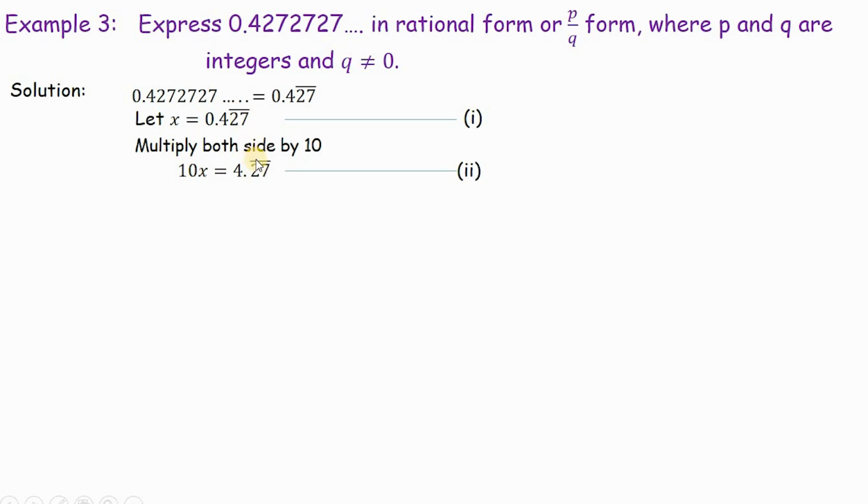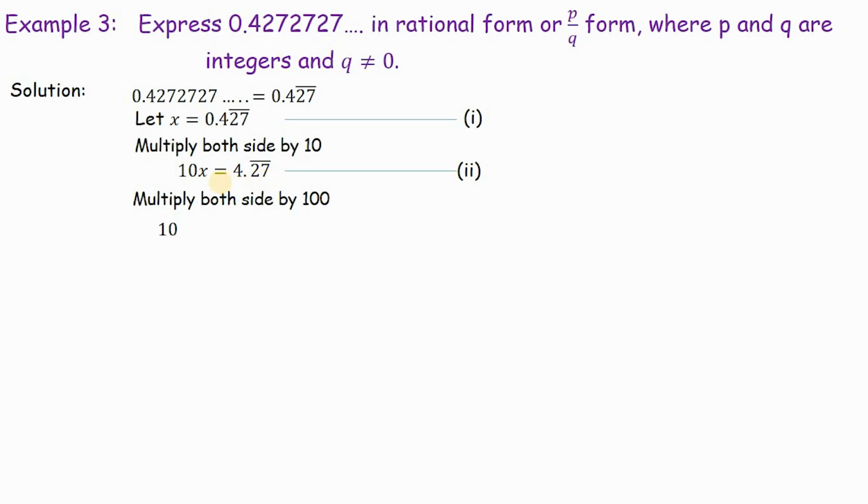Now in equations 1 and 2, you will notice that the decimal numbers after the decimal points are not the same. So we need to do one more step over here. Here 27, that is 2 digits, are repeating. So we'll multiply both sides of equation 2 by 100. Since 2 digits are repeating, we'll multiply it by 100.